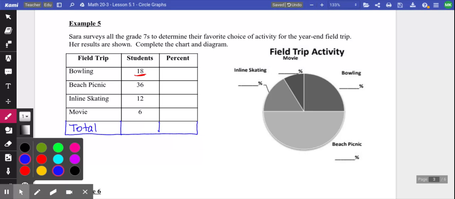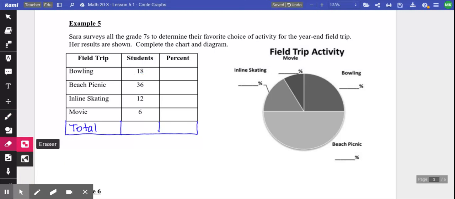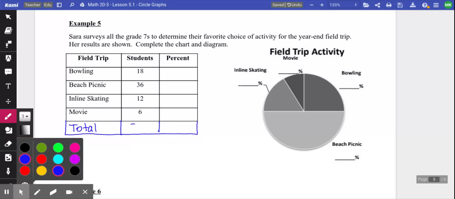So if I went in and I added up all the students and I went 18 plus 36 plus 12 plus 6, that means the total number of students in this class was 72. And if I want to figure out the percentage of students that want to go bowling, I have to do 18 divided by 72. And that will give me my percentage as a decimal, which we then can change to be a percentage. So 18 divided by 72 gives me 0.25, which is 25%.